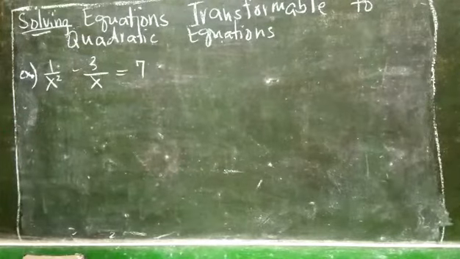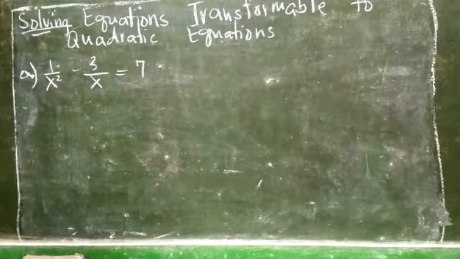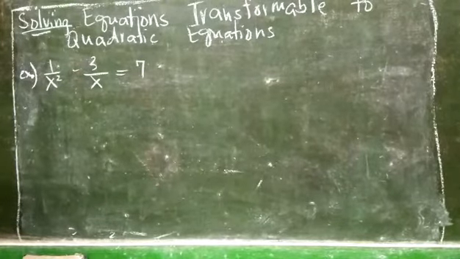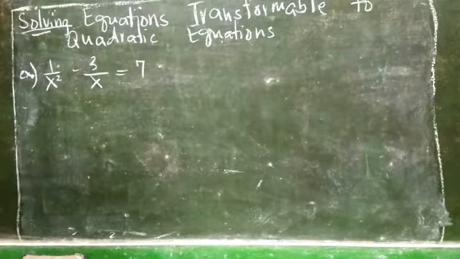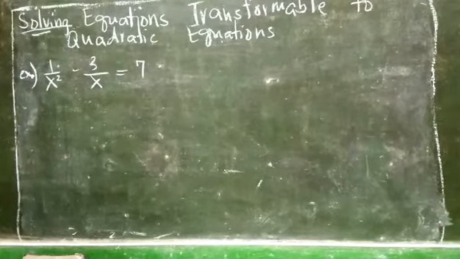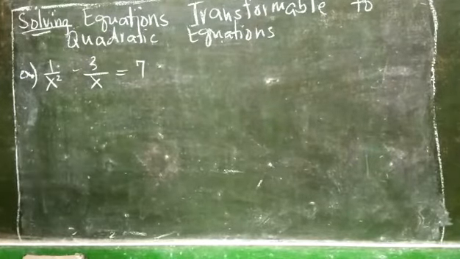We have 1 over x squared minus 3 over x equals 7. So, in doing so, we have to consider the LCD of the fractions involved. So, in this case, the LCD of x squared and x is x squared. How did we get that?